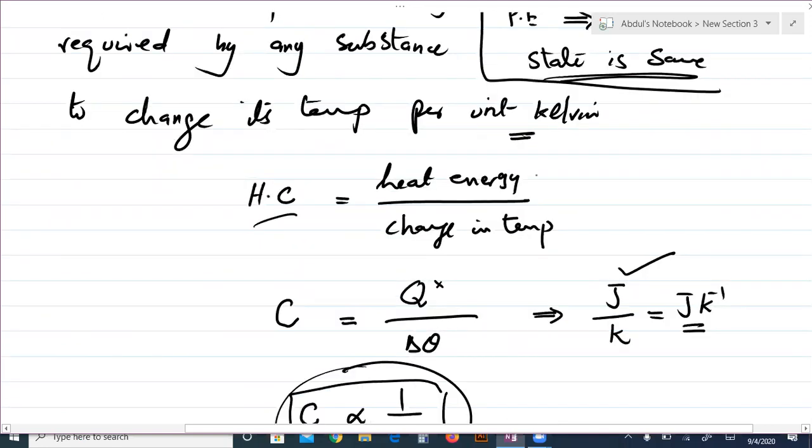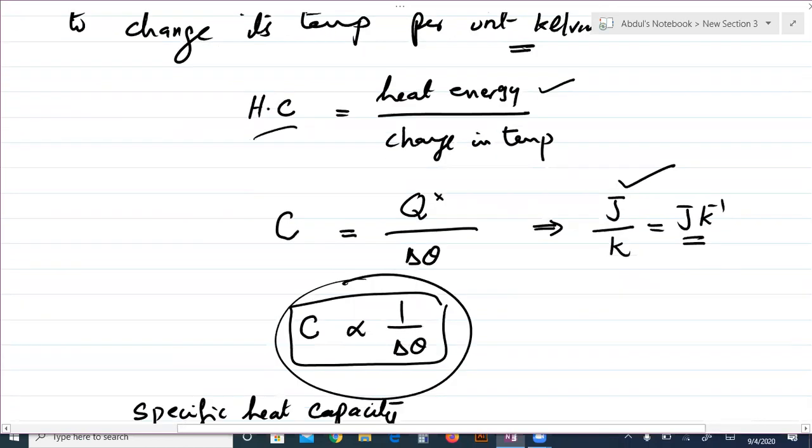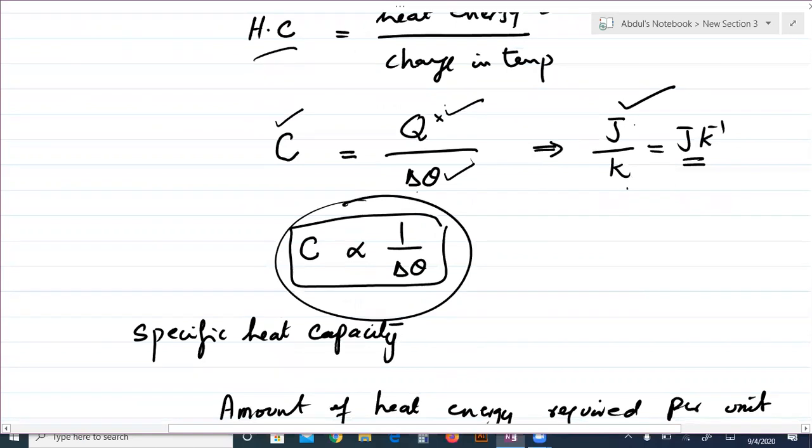Heat capacity is equal to heat energy divided by change in temperature. Heat capacity is represented by capital C, heat energy by Q, change in temperature delta theta. Q is the energy in joules, change in temperature in A level is measured in Kelvin, so joules per Kelvin. Now, if heat energy is constant, then heat capacity and the change of temperature are inversely proportional to each other, meaning the material with larger heat capacity will increase its temperature less.